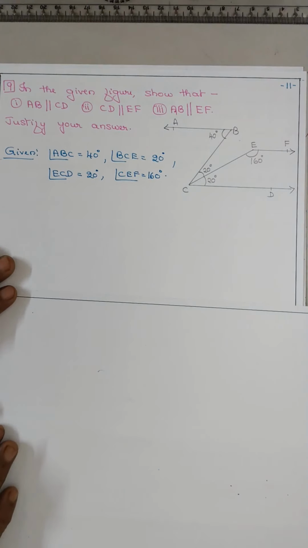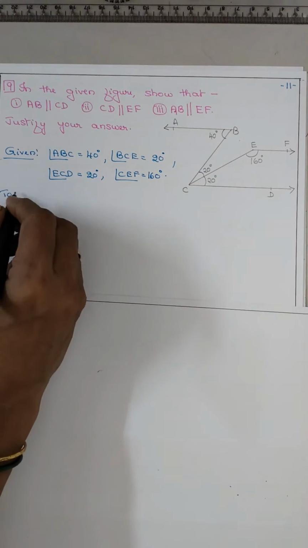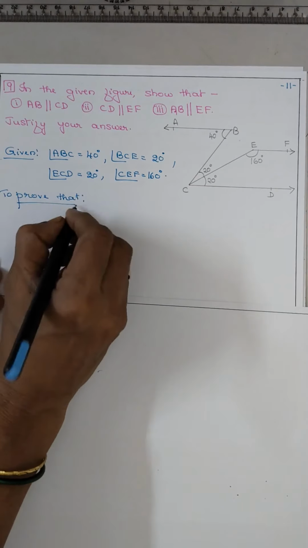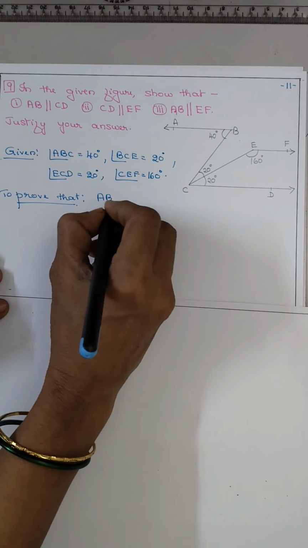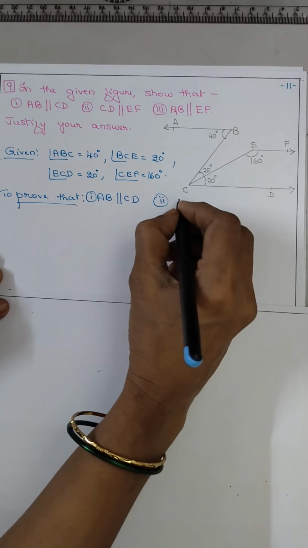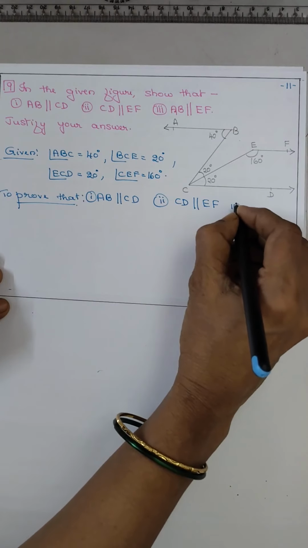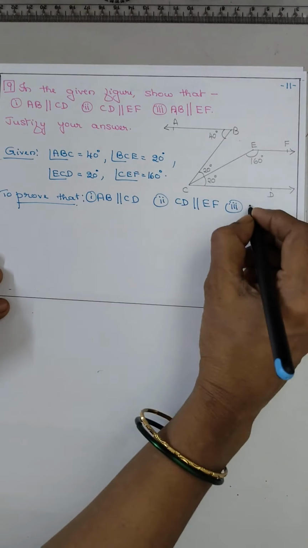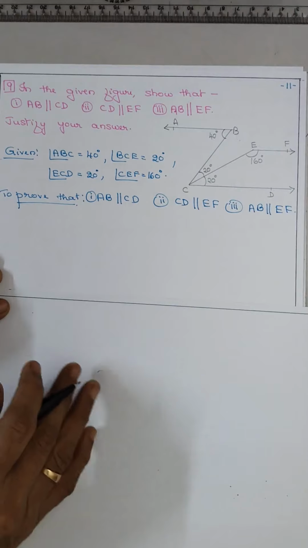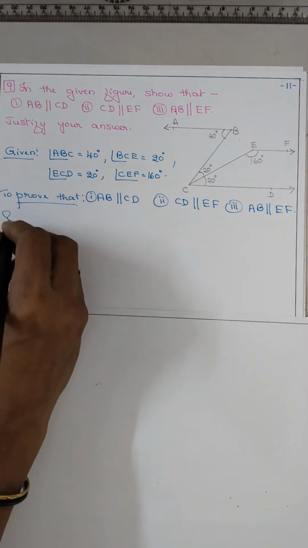4 angles are given and they have asked you to prove, or to show that AB is parallel to CD, that is first. Second, CD parallel to EF. Third, AB is parallel to EF. First two, if you prove, the third one automatically you can prove. Coming to the solution.